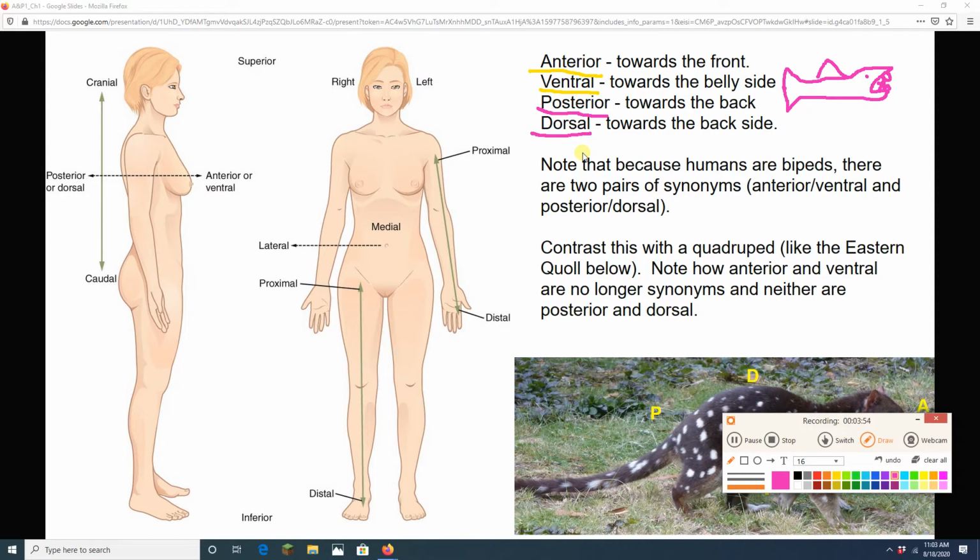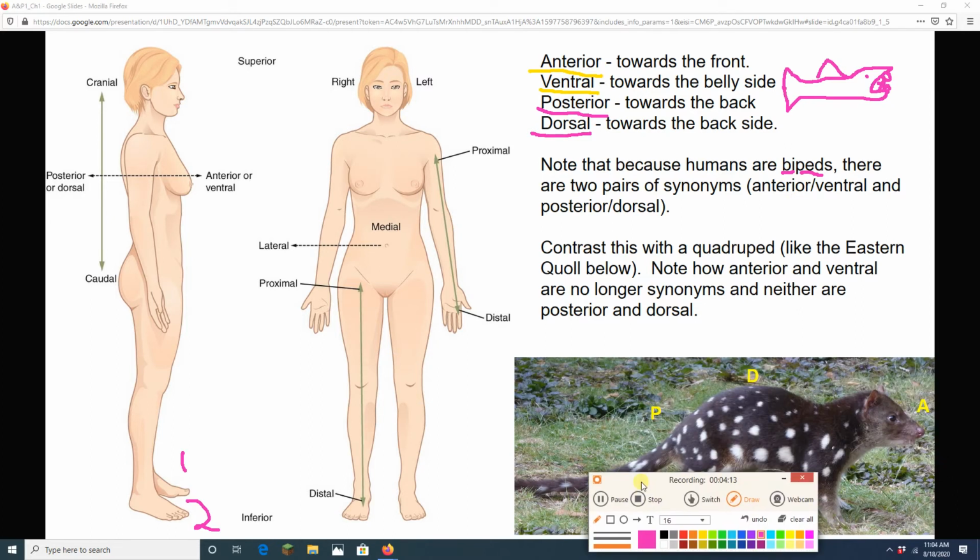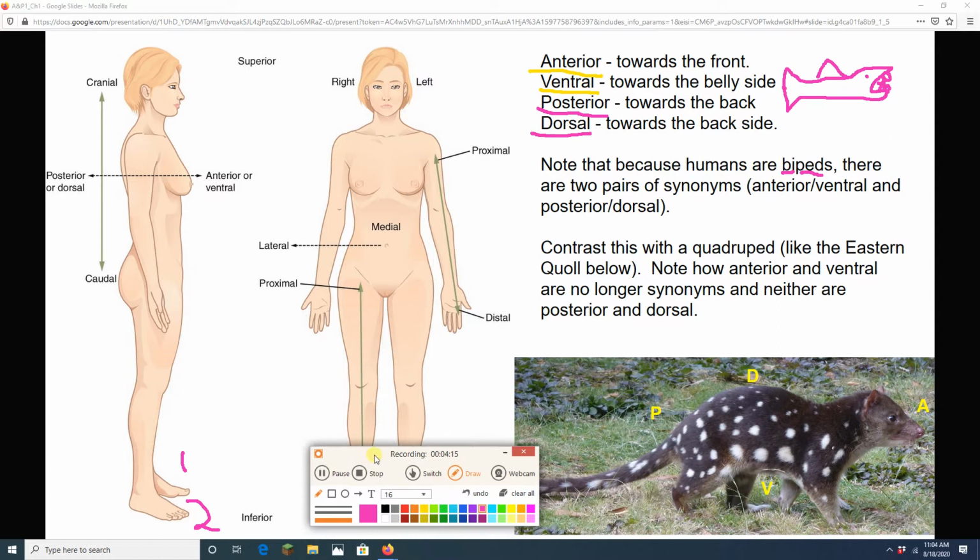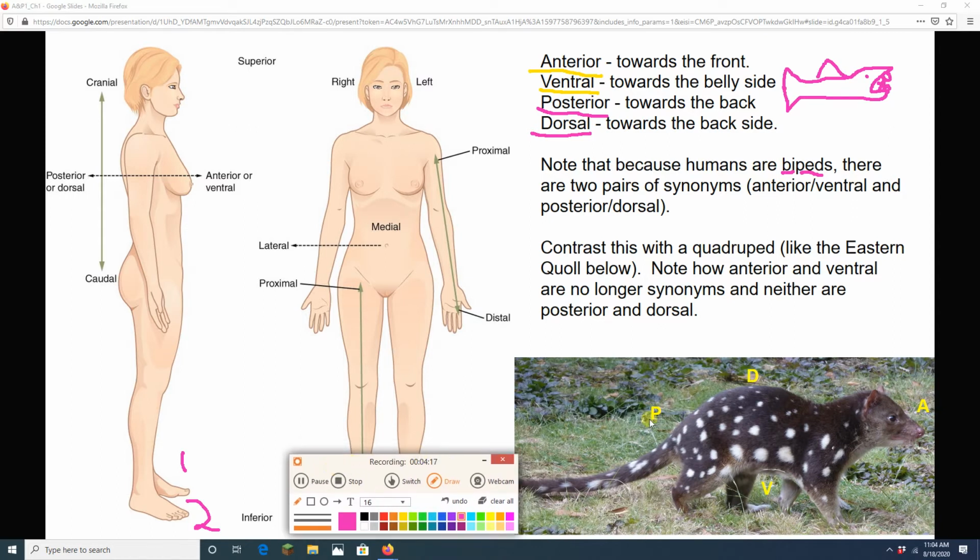And we have these synonyms here because you and me are bipeds. We walk on two feet. Bi, of course, means 2. Ped means feet. Think like pedestrian, pedicure, that sort of thing. Now, we do have to establish a difference. Not all animals are going to be bipeds. Some animals are going to be quadrupeds. They're going to be four-footed.